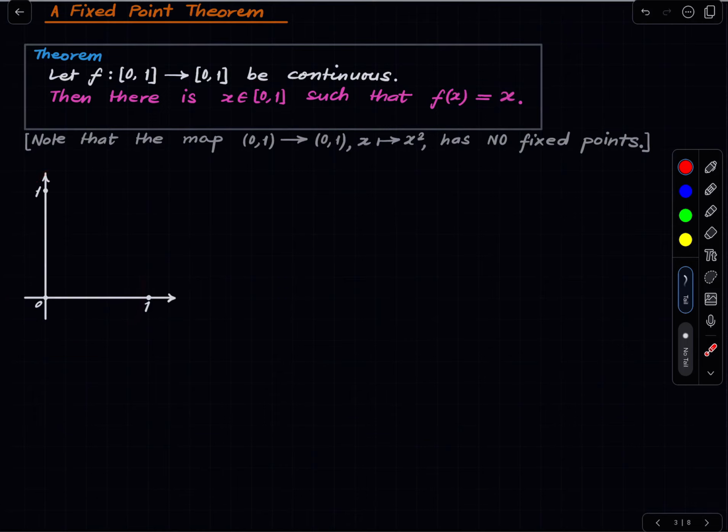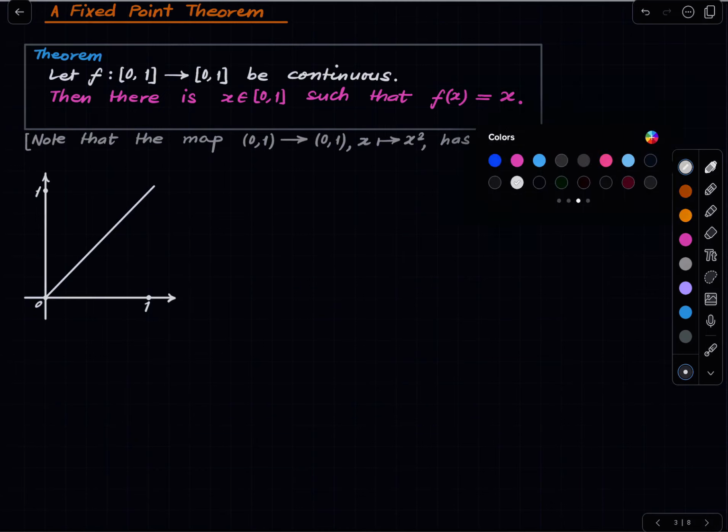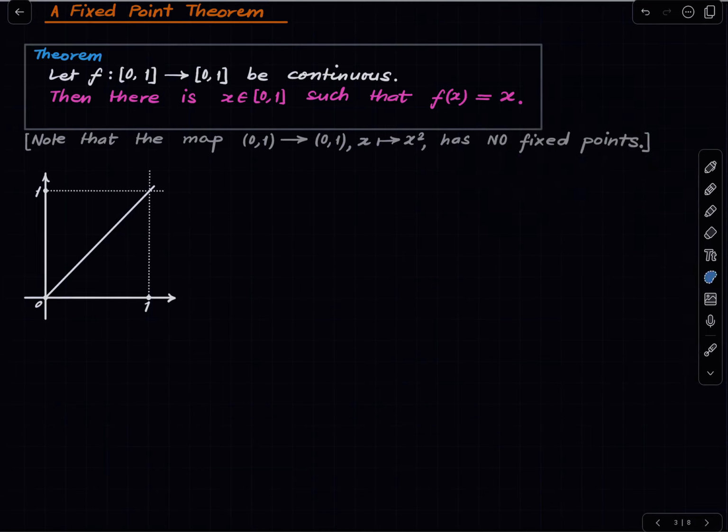So let us draw the graph of the identity function, meaning the function which takes x to x. So that would be, I think, this thing. Yeah. So that is the graph of the identity function. We are only interested in the region 0 to 1. So let me try to mark that out too.